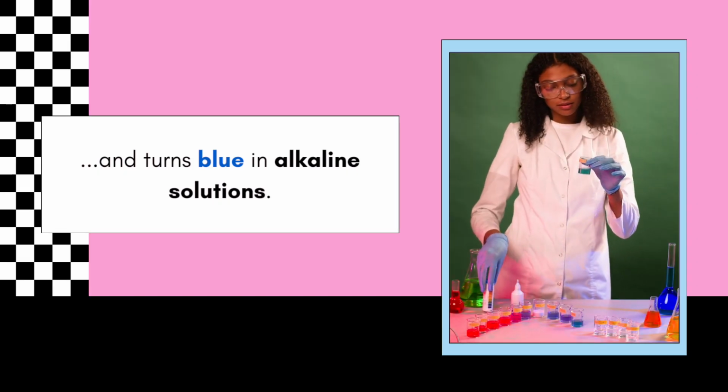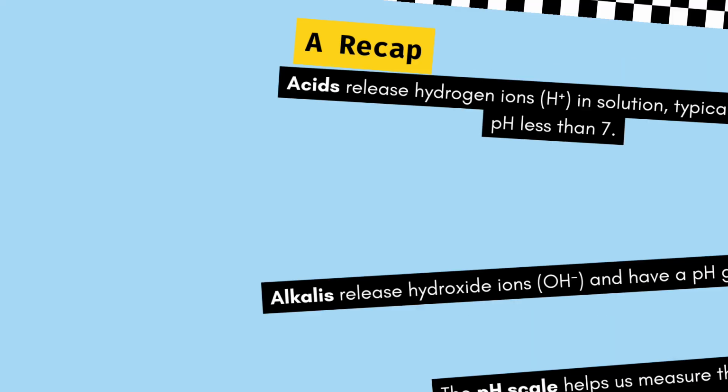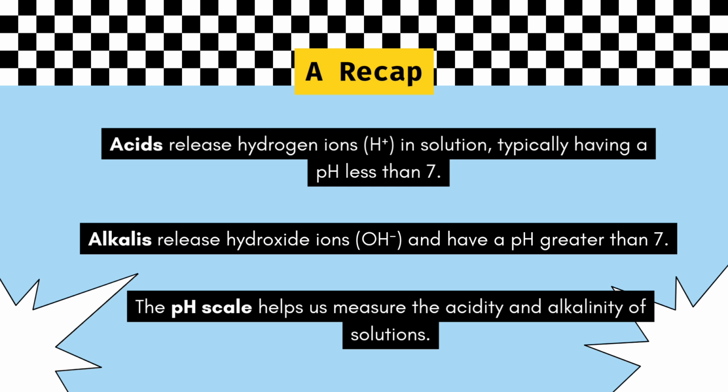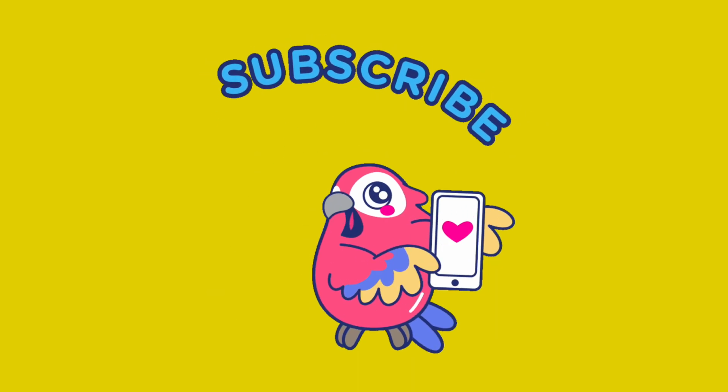A recap. Acids release hydrogen ions in solution, typically having a pH less than 7. Alkalis release hydroxide ions and have a pH greater than 7. The pH scale helps us to measure the acidity and alkalinity of solutions.